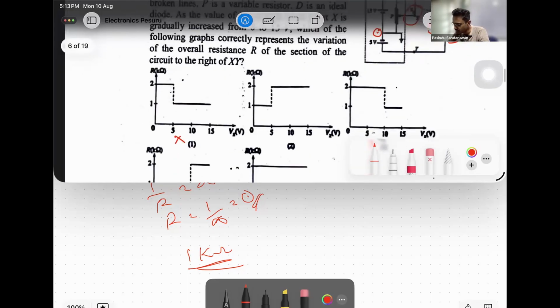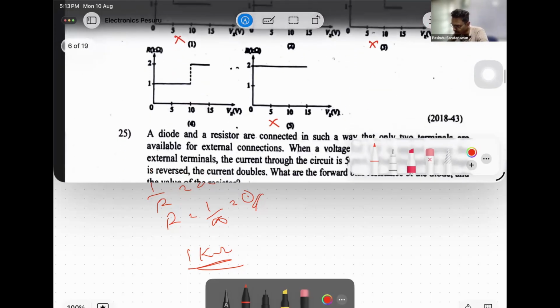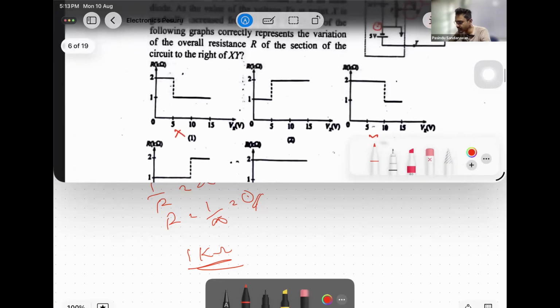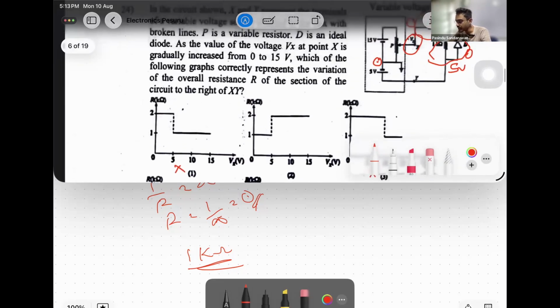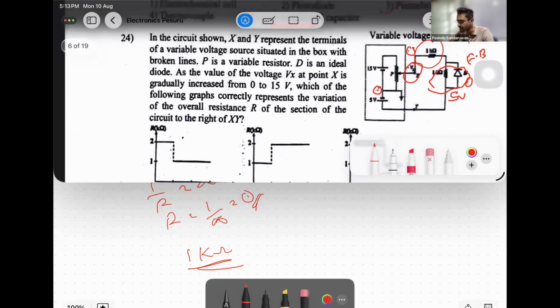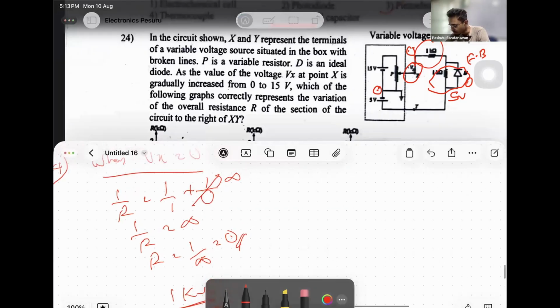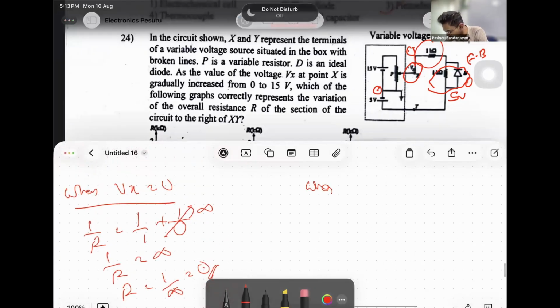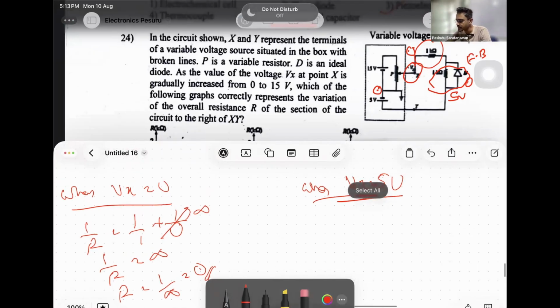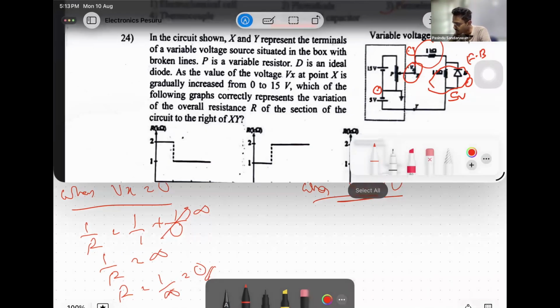What doubts do we have between 2 and 4? We have to check at the point 5. At 5, what happens? Exactly at 5, when Vx equals 5, I'll be erasing this. When Vx equals 5, now this becomes 5.